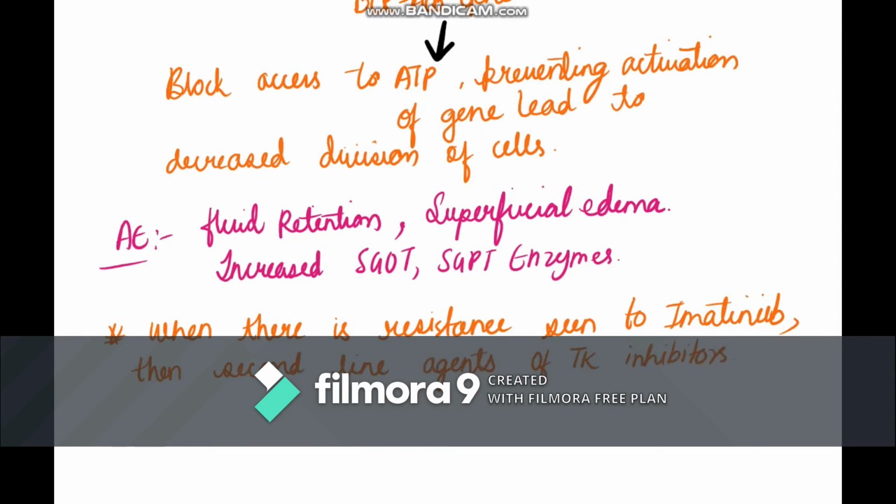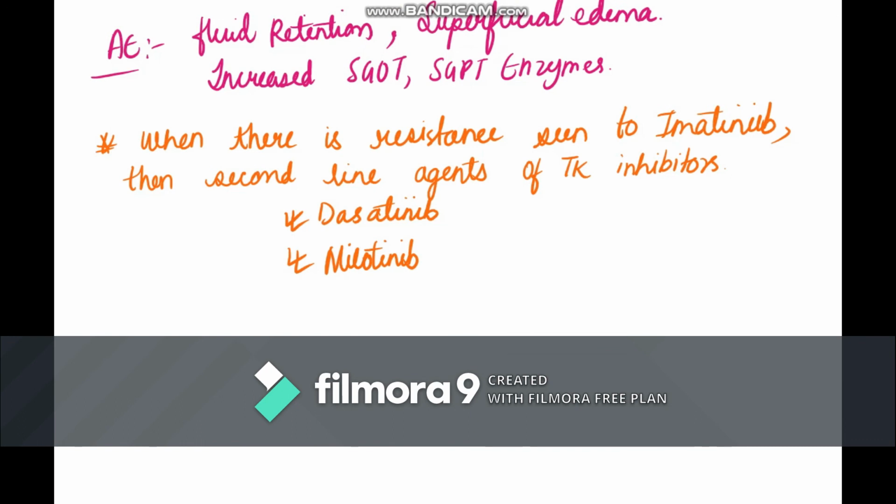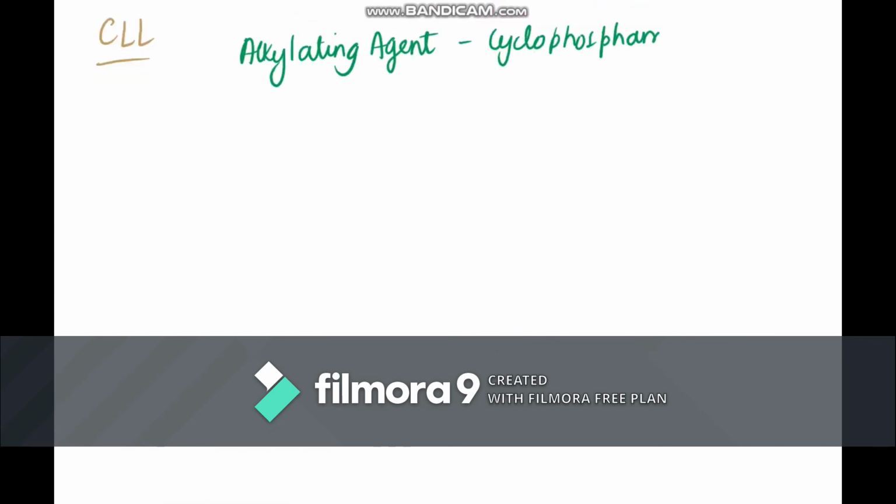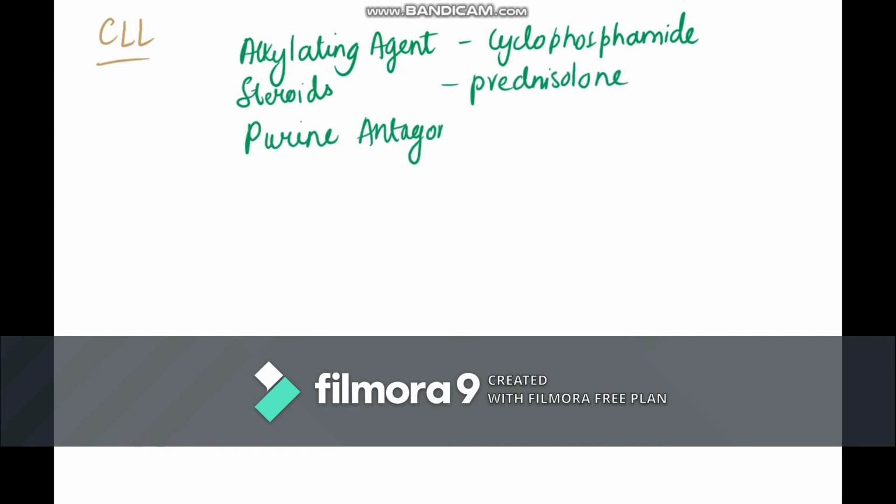Adverse effects are fluid retention, superficial edema, and increased liver enzymes. Now let's see chronic lymphocytic leukemia. Alkylating agents, steroids and purine antagonists, that is cyclophosphamide, fludarabine and prednisolone, make a regimen. For complications of the spleen, we have splenectomy or splenic irradiation.